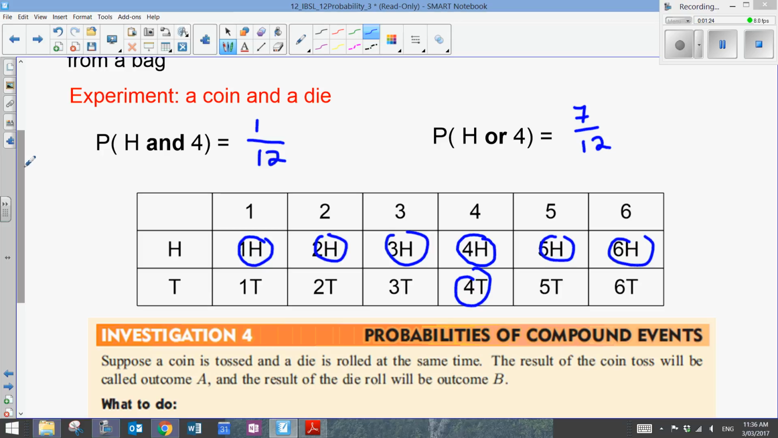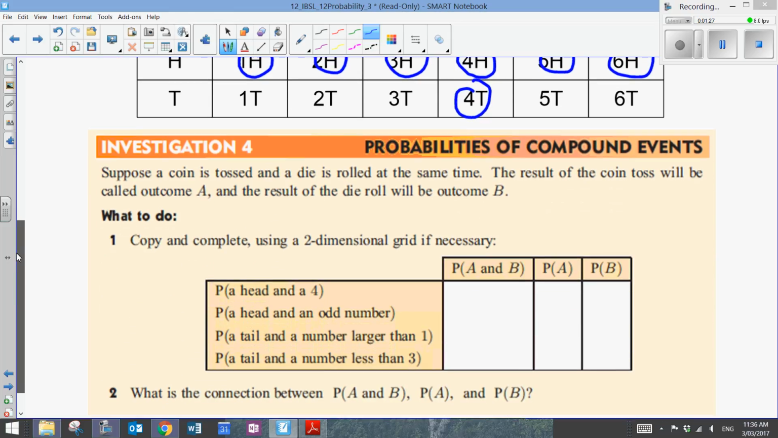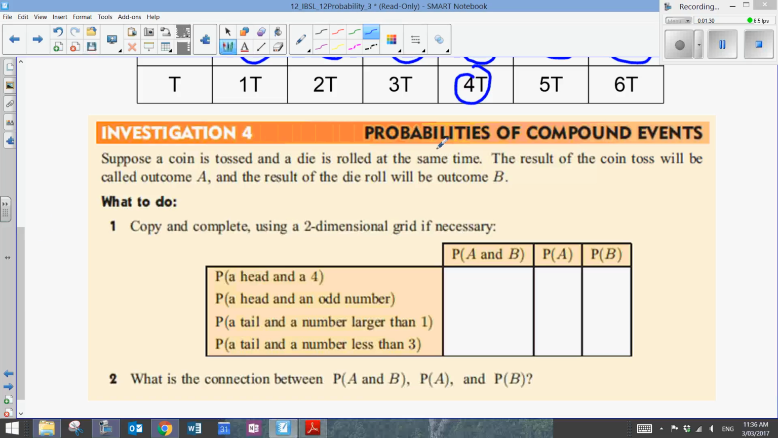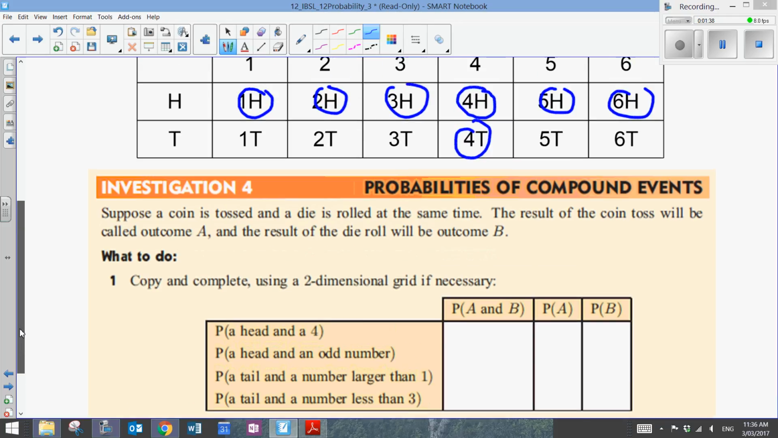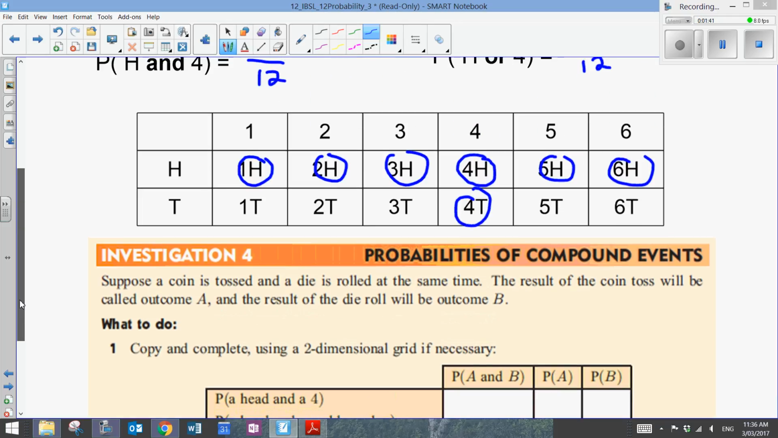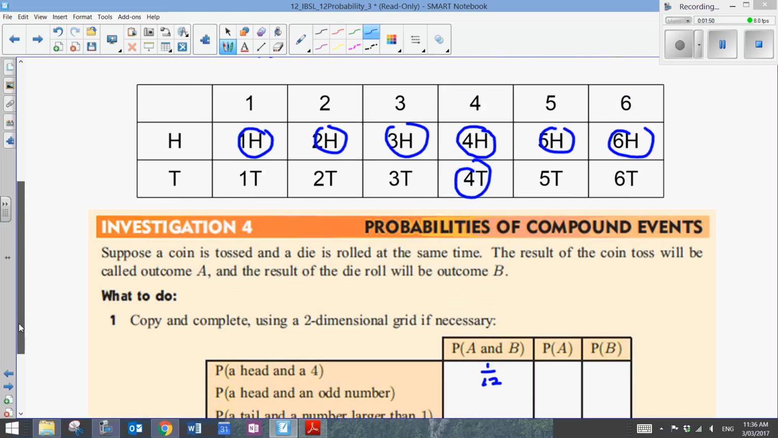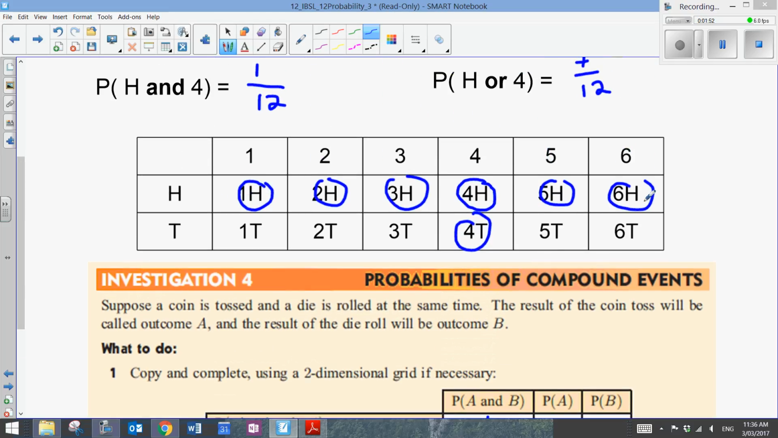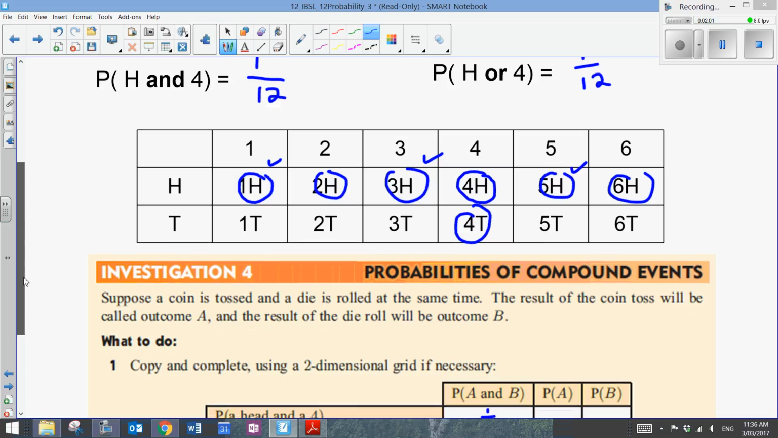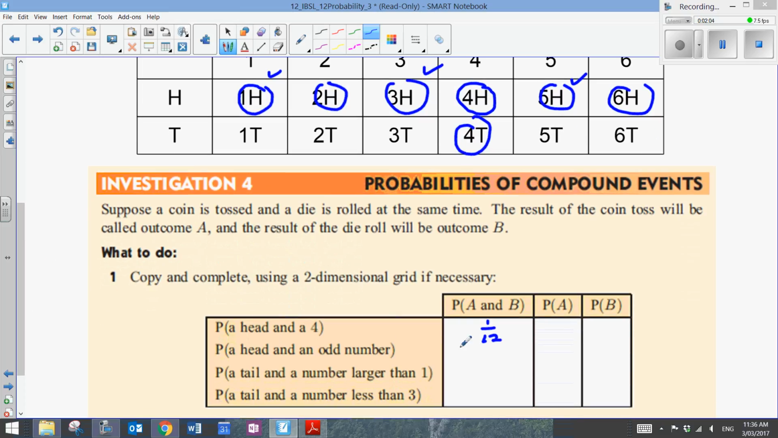So now what we're looking at is, what are our different possibilities and how do we come up with the probability for a compound event, for two different events occurring. If you take a head and a 4, we are looking at 1 out of 12. For a head and an odd number, we have 6 possibilities for a head, but an odd number means I can only include the 5, the 3, and the 1 with the head. So if it's an and, it's very specific. So there are 3 out of 12.